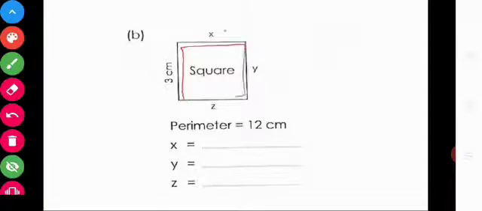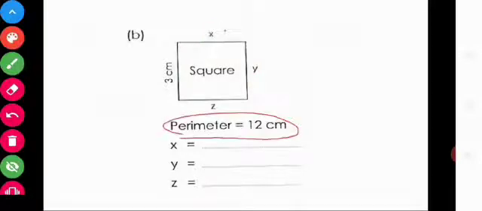What is the shape? Square. This also has one side mentioned as 3 centimeter, and we have to find the values of X, Y, Z. What is the perimeter of the square? It is given as 12 centimeter. Look at the solution. Perimeter of the square, what is the formula? 4 into side. Yes. Perimeter of the square, 12 centimeter, is equal to 4 into side.